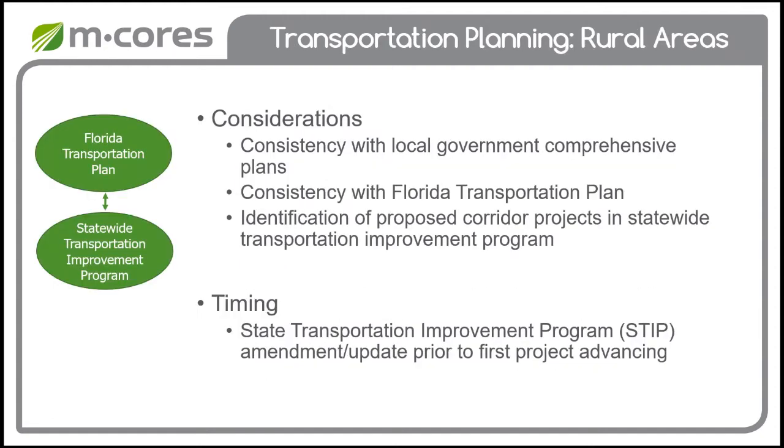In rural areas, the counties that are not in an MPO area, the additional transportation planning considerations beyond consistency with the local government comprehensive plans are that projects in rural or non-metropolitan areas outside of an MPO planning area need to be consistent with the goals and objectives of the FTP, which is the high-level policy framework outside of the MPO areas. And then corridor projects must be included in the statewide transportation improvement program before they can move forward.